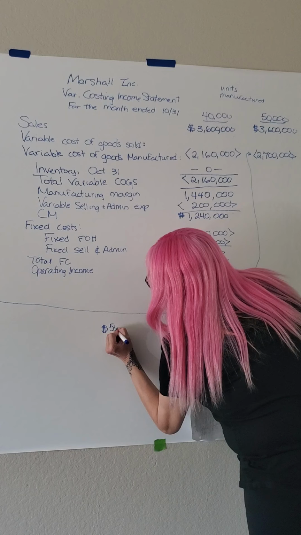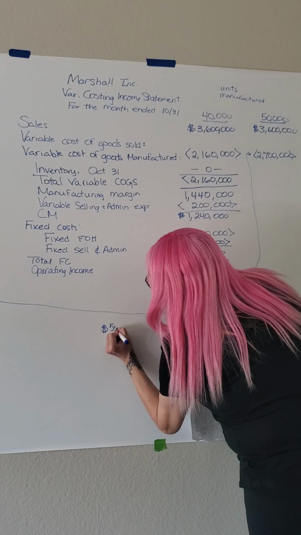All right, so again, it's the same situation, only this variable costing income statement would be used internally. Absorption income statements are used externally. We're going to start doing it for 40,000 units. We're still going to use the information that was provided at the beginning of the problem. So they tell us that we sold 40,000 units at $90 per unit. So sales are going to be exactly the same, $3,600,000.